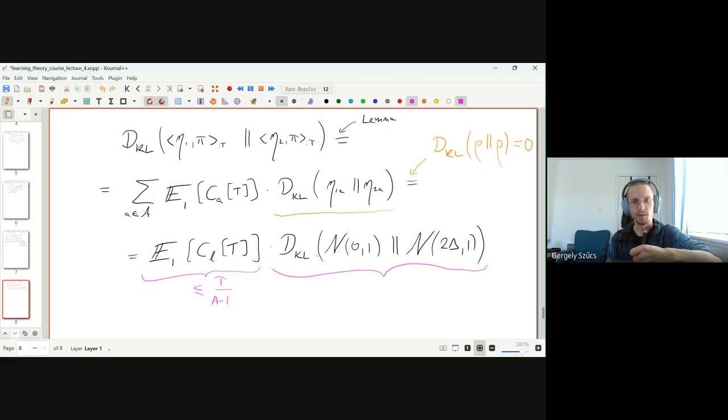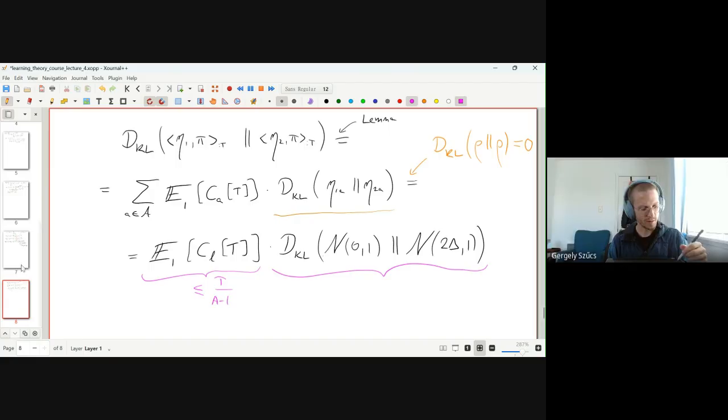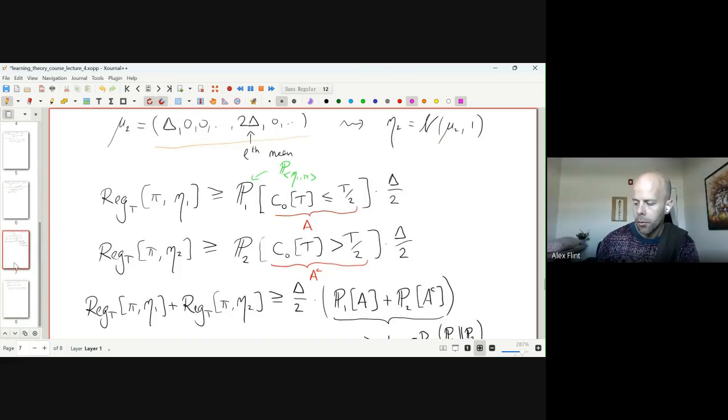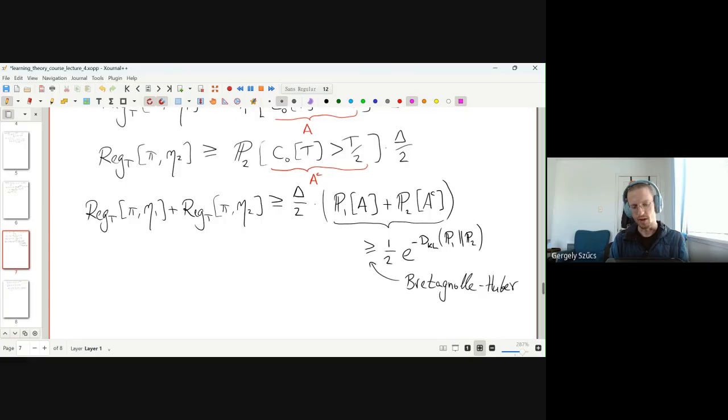Okay. So going back to the Bretagnolle-Huber inequality, what that's saying is that if P1 and P2 are the same, then the probability of A plus the probability of A complement is going to be greater than or equal to a half, right? So it's actually not the strongest inequality you can get. There are improvements on this, but it's good enough for our purposes.